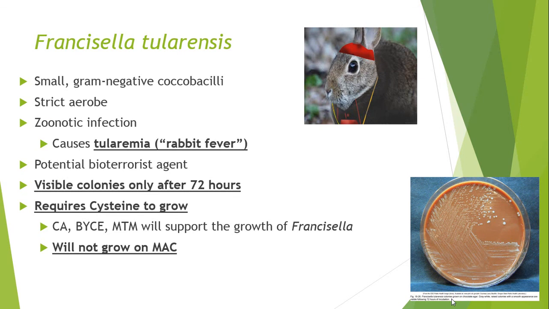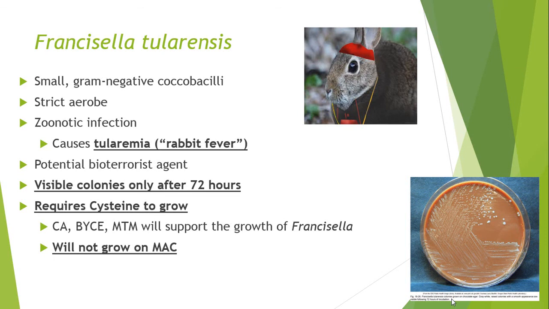Francisella tularensis. Again, it's a zoonotic infection, gram-negative coccobacilli. It causes tularemia, or rabbit fever. It's another bioterrorist agent. It's very easily contracted and spread. Visible colonies after 72 hours. They're teeny, tiny colonies, and it takes 3 days before you can actually see them on the agar. So that's a big clue that you've got Francisella.